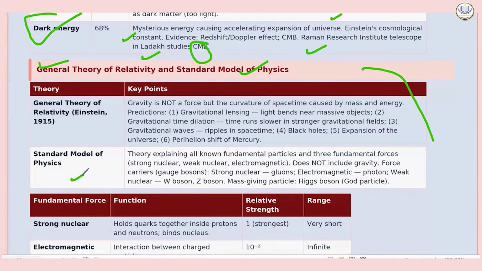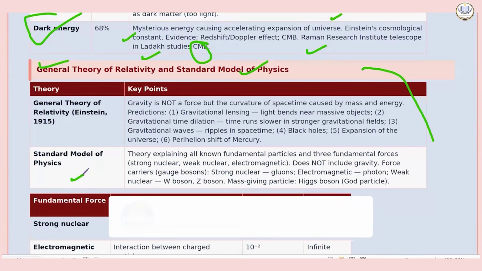Then we have the standard model of physics. You don't need to go so deep into it, but what we have discussed now is extremely important for your examination. The standard model of physics is the best current theory describing the basic building blocks of matter and three of the four fundamental forces: electromagnetism, the weak force, and the strong force. How can we understand it?